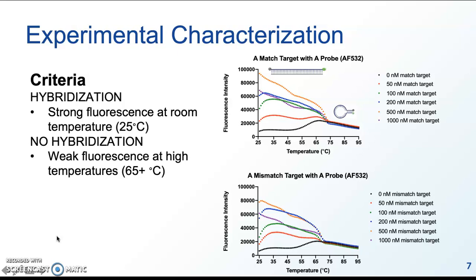As you can see on the right-hand side, these graphs look almost identical. Regardless of the concentration of the target, there was a strong fluorescent signal at room temp and a weaker signal at high temps for both the matched target and mismatched target. This confirmed that the molecular beacon behaved properly and that it tolerated a few mismatched bases. This gave us confidence to move on to our biosensor application.